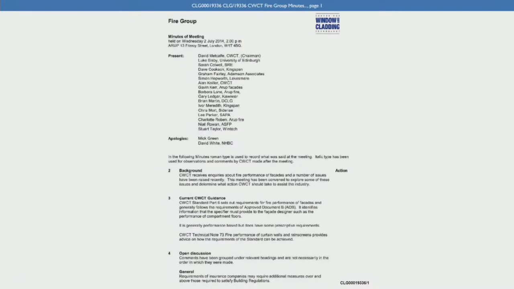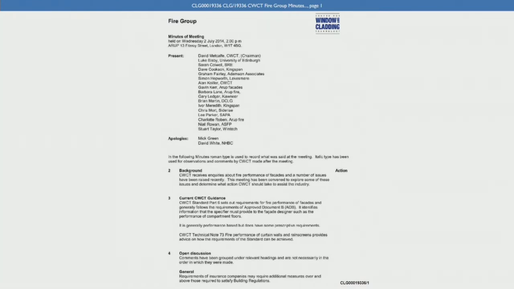Let's go to the minutes at CLG 30019336. Now, we can see that it's a minute of a meeting held at Arup on the 2nd of July 2014 at 2 o'clock in the afternoon. Present David Metcalf in the chair from CWCT, and you can see who else was there. Sarah Colwell is named third down, and there are other people there, including Brian Martin, who was there, it is said, for some of the meeting but not all of it. Ivor Meredith from Kingspan, and other names.